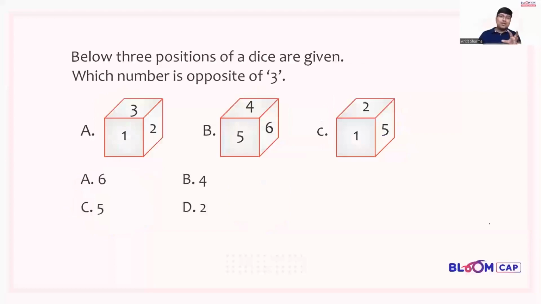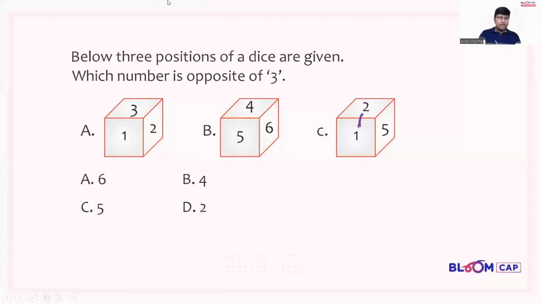Below, 3 positions of a dice are given. Which number is opposite to 3? My dear students, see, 3 is here. In the very first image you can see 3. Now I hope that you can answer the questions verbally as well. First thing what you should try is 3 is given in figure A. Other than 3 you can see 1 and 2. So is 1 and 2 seen anywhere else? Yes, you can see 1 and 2 over here. You can see again 1 and 2 over here.